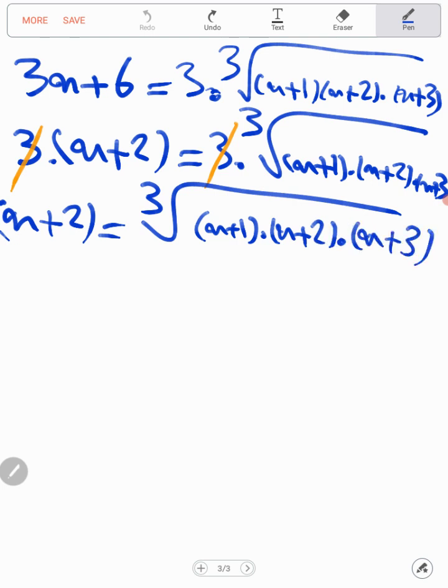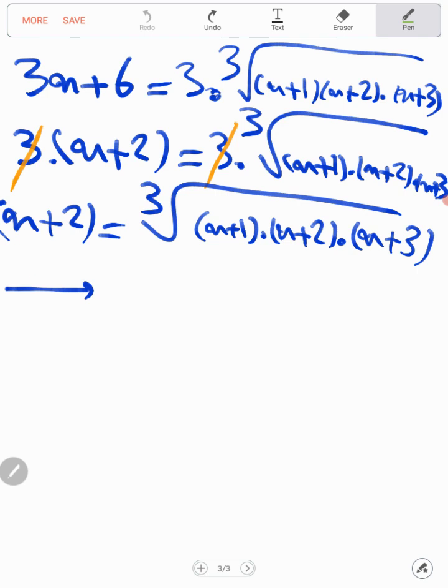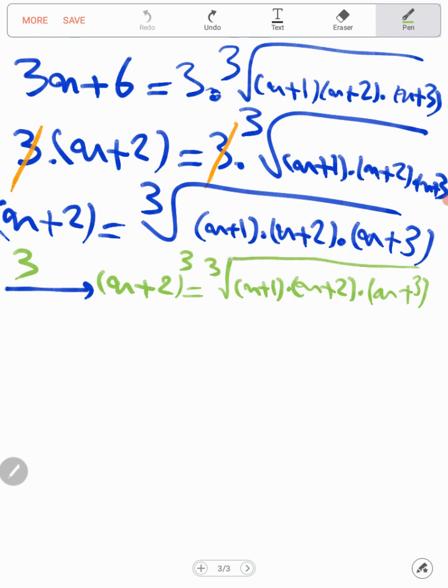Okay, for finding an answer for x in this math problem, we can cube both sides of this equation. I mean x plus 2 to the power of 3 is equal to the cube root of these variables to the power of 3.